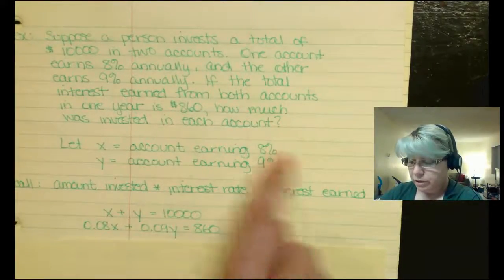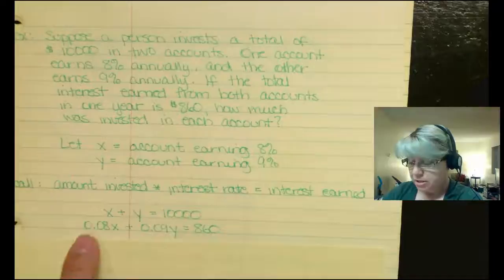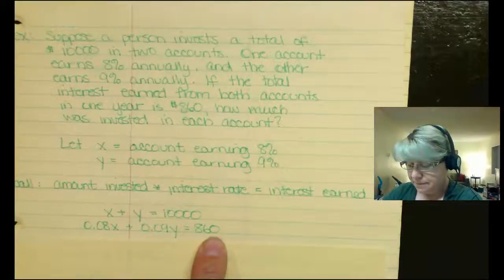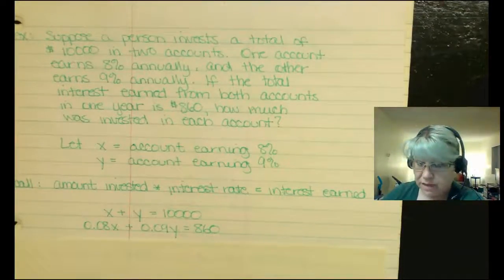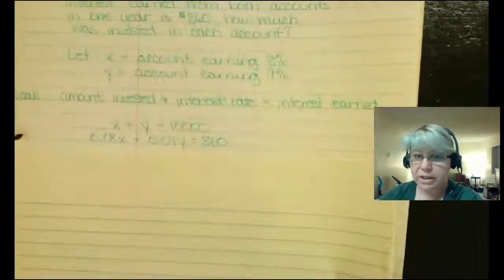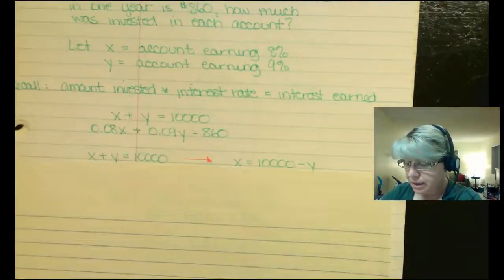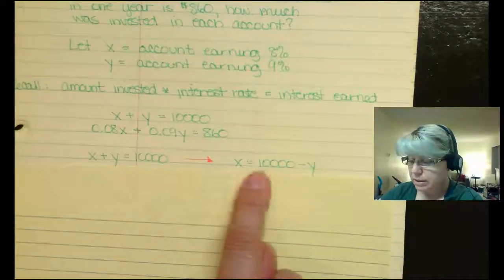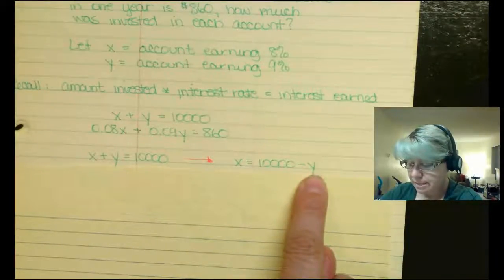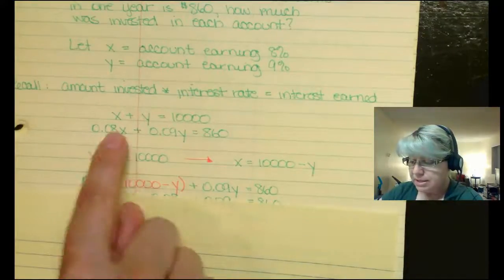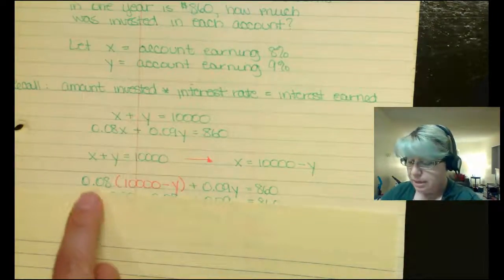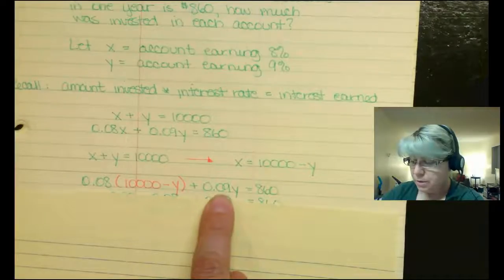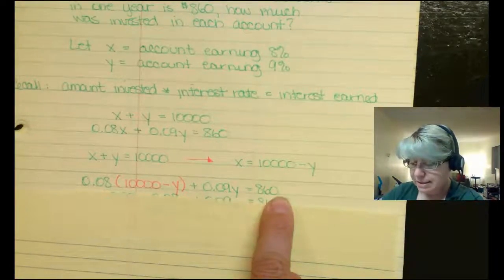So, we don't work with percent, we do the decimal version. 0.08x plus 0.09y equals 860. Okay. Several ways of solving it at this point. We have our system. Now we can select how we're going to solve it. I'm going to go ahead and solve the first equation for x. So x will equal 10,000 minus y. I'm going to plug that into the second equation wherever I see an x. I'm going to get 0.08 times (10,000 minus y) plus 0.09y equals 860.